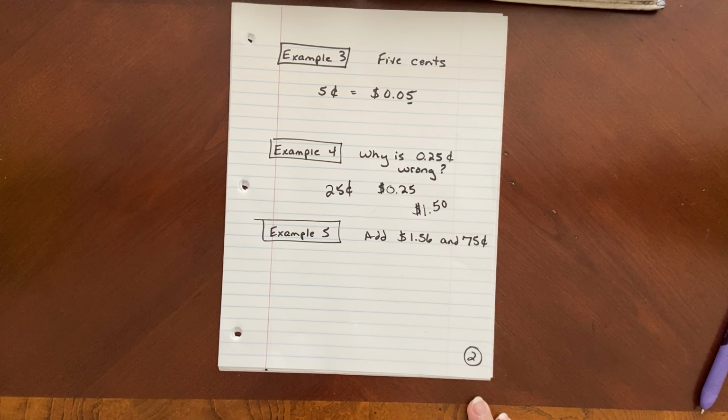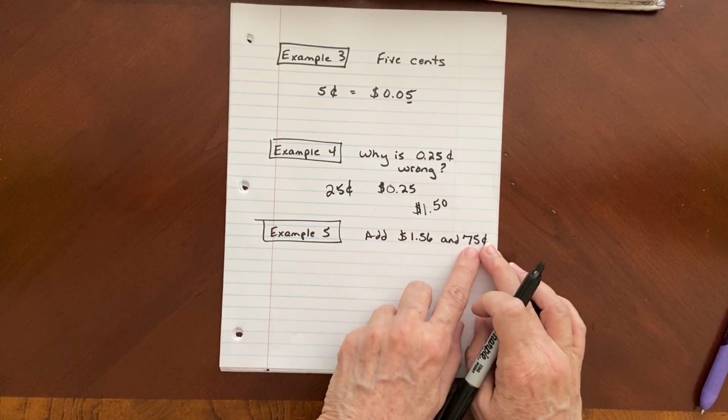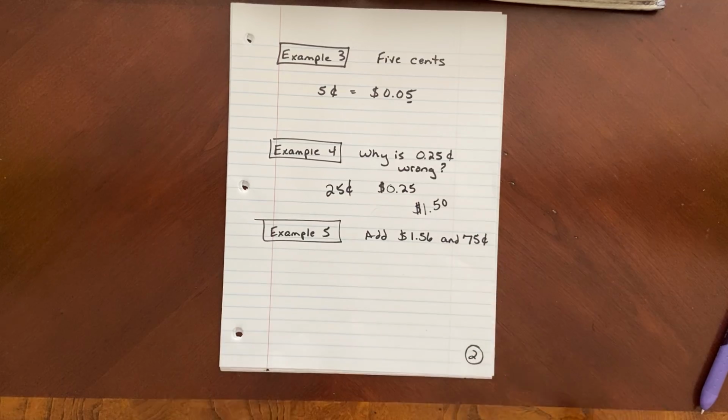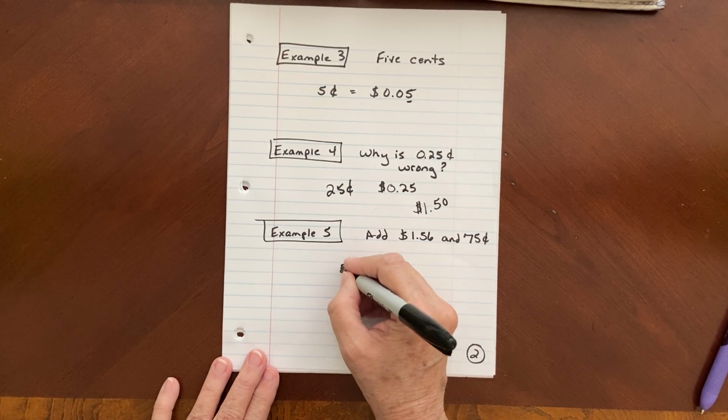Okay. Example 5 wants you to add some money. Reuben bought a package of paper for $1.56 and a folder for 75 cents. How much did he spend? Well, I have 2 different forms here. I have the dollar form and the cent form, and I need to put them both in the same form so I can add them. It's probably easier to change that one.